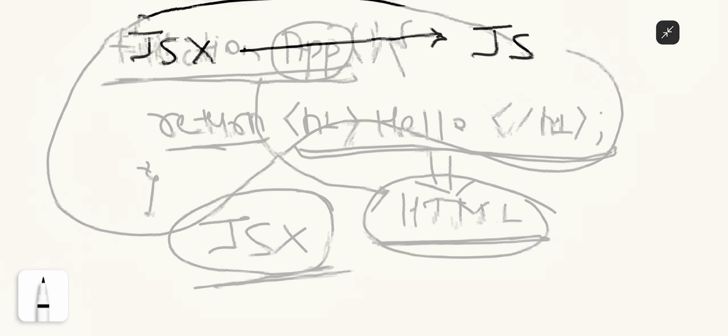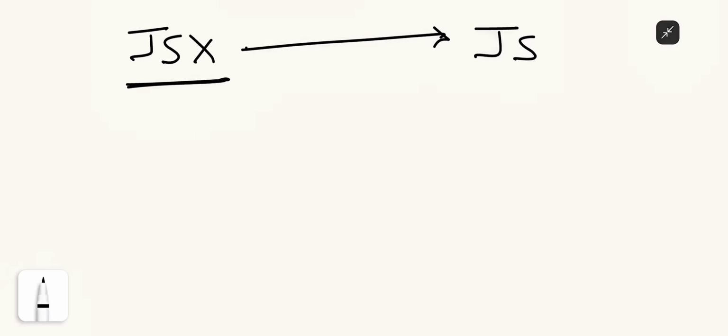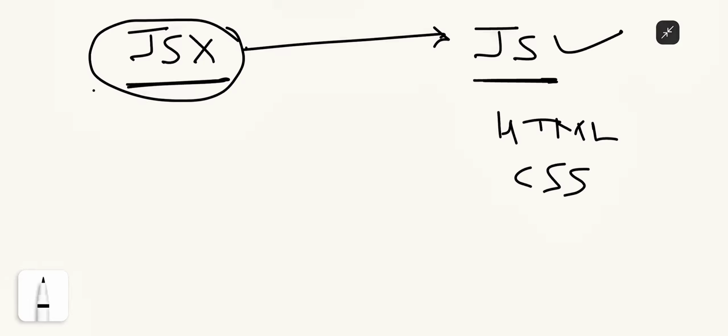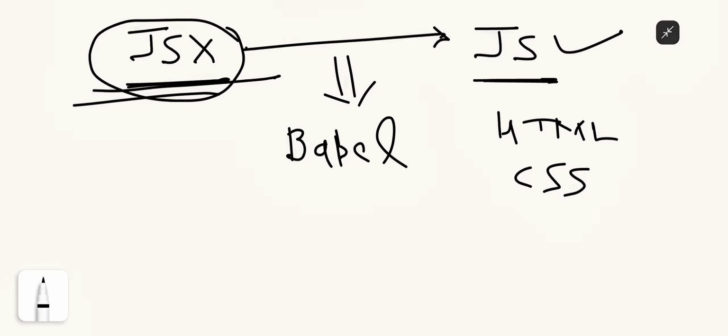The next thing is we have to compile JSX into JavaScript. Why? Because our browsers do not understand the JSX extension directly. They only understand HTML, CSS, and JavaScript. So we have to compile the JSX extension into JavaScript. Who does this compilation? This is done using Babel. Babel is a tool which is often integrated in build tools like Vite or others, which transforms the JSX into JavaScript before the code runs in the browser.